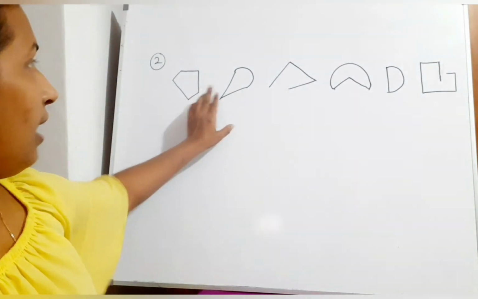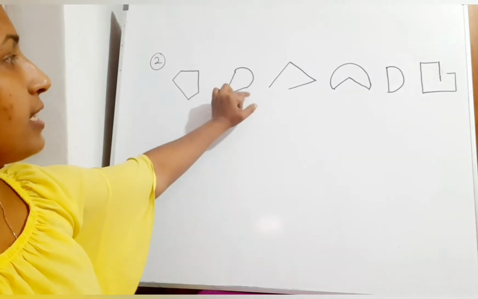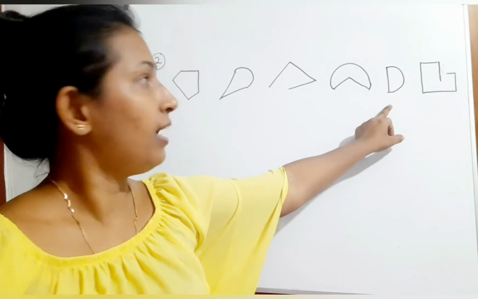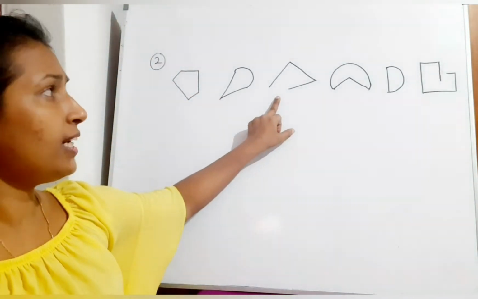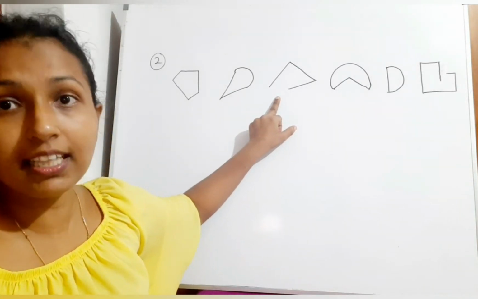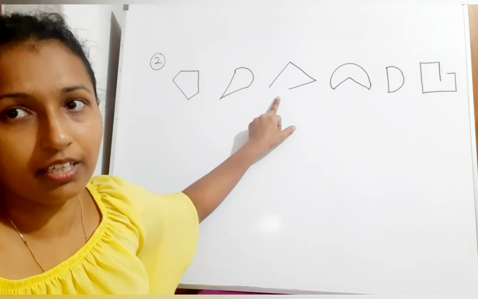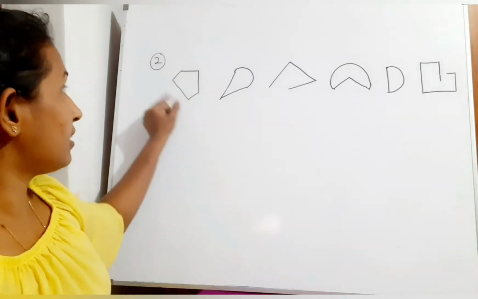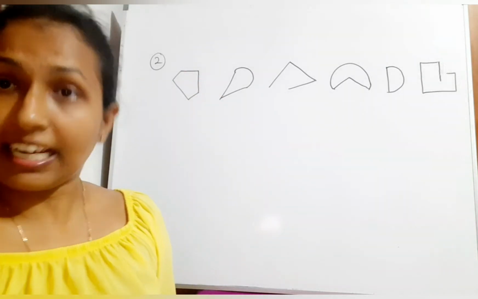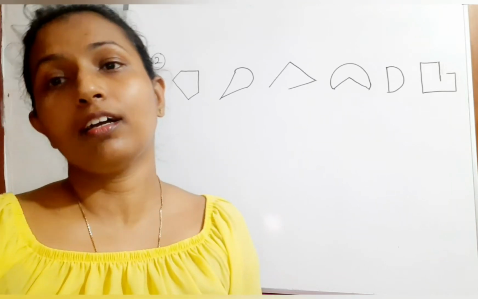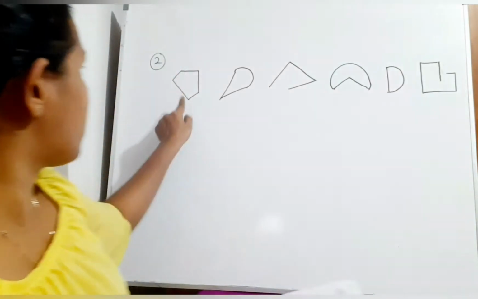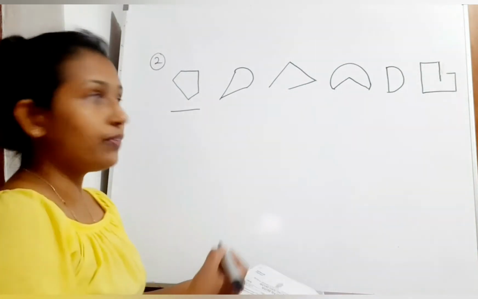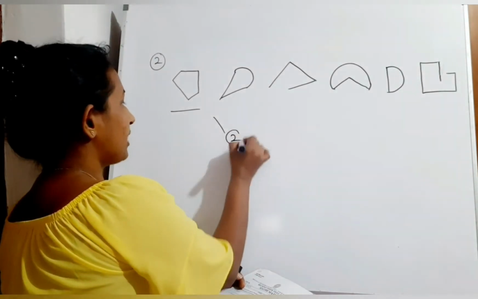Let's see. Here you can see curved lines are there in this one, so they are not rectilinear. Then in this one and this one, only straight lines are there, but they are open, so they are not rectilinear closed plane figures. Then what is the answer? This is the answer. This figure is surrounded by straight lines and also it is closed. So the answer is this one. You have to underline that figure, then you will be given 2 marks for that question.